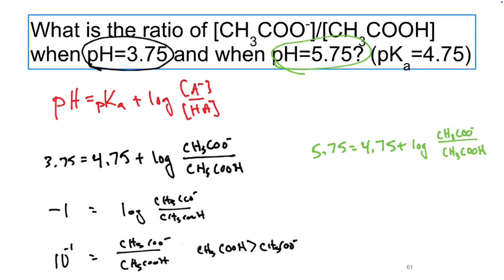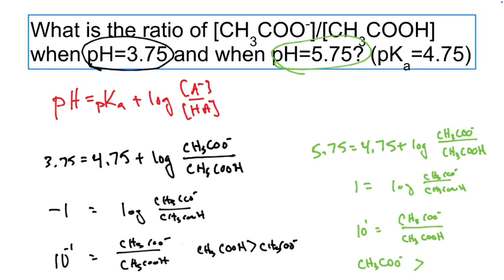If we go through and look at the other side, what do we get? 1 equals log of CH3COO minus over CH3COOH. If we push that all the way down, we're going to get 10 to the 1. Which means what? I now have a greater concentration of the acetate than I have of the acetic acid. Kind of makes sense? So what you're trying to manipulate is those individual relationships and see how that manifests in the overall equation. Cool?